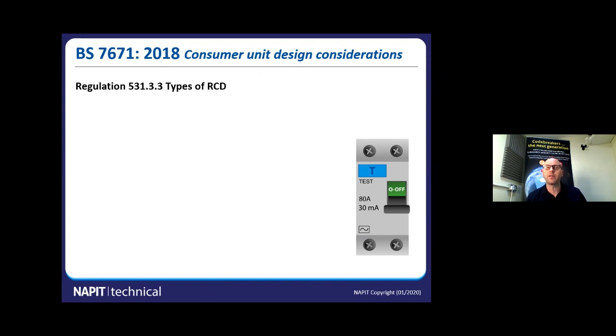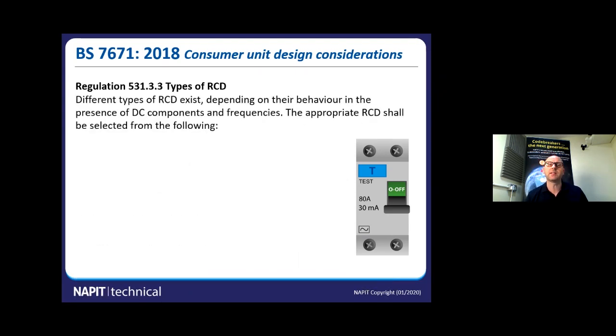Regulation 531.3.3 gives us general requirements for RCDs, and it says that different types of RCDs exist depending on the behaviour in the presence of DC components and frequencies, and the appropriate RCD shall be selected. Now, this puts the onus on you. As a designer, when you're installing a consumer unit, you've got to choose what the best consumer unit is for the application. You're also going to be talking with a client because the budget comes into play. As you know, you can go very cheaply or very expensive with switchgear. So there are a lot of things to be considered, but this regulation puts the onus on you to choose the correct type of RCD. So if you just jot down that regulation, and don't worry if you don't want to take notes, because this presentation will be available on the forum after today. We'll post it up there.